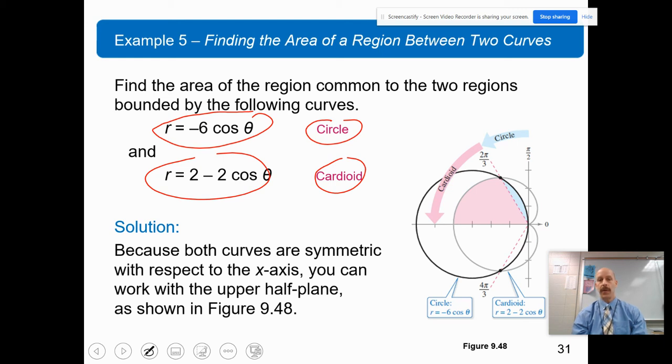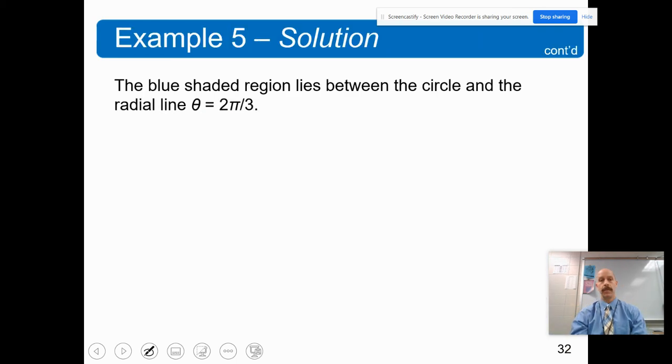Because both curves are symmetric with the x-axis, you can work with the upper half of the plane. So we're going to only look at the upper half. Now the regions that we have to find where these two intersect: we've got to find this pink region here, and we also got to find this blue region. Once we get those two areas, we add them together, and then we got to double them. So the whole area we're looking for is this whole area where these two graphs intersect.